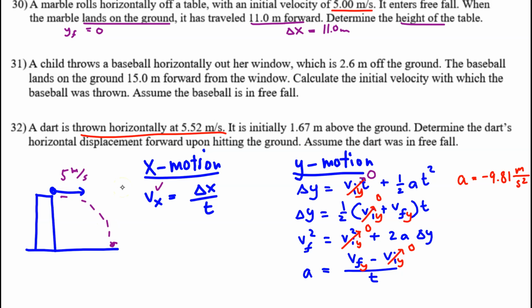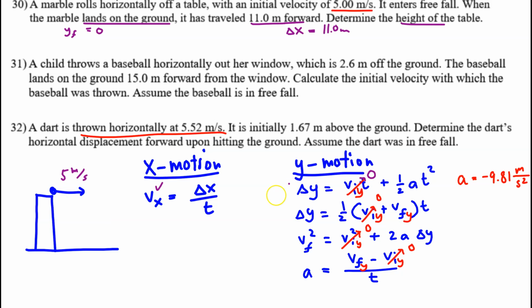If delta y tells us how far down it traveled, the height of the table is just how high up it began. So we need to find delta y. Okay, how do we find delta y?